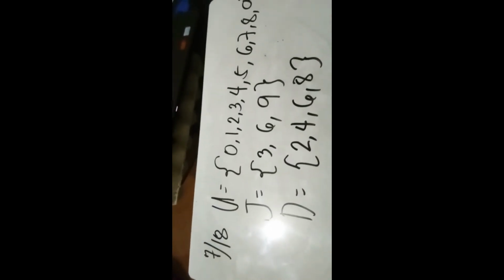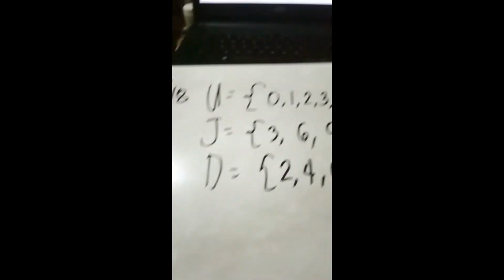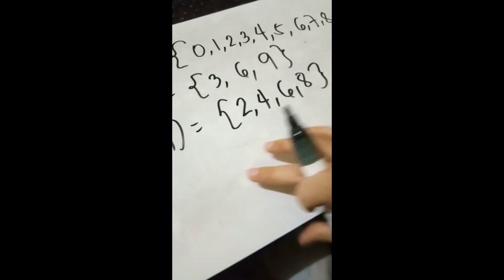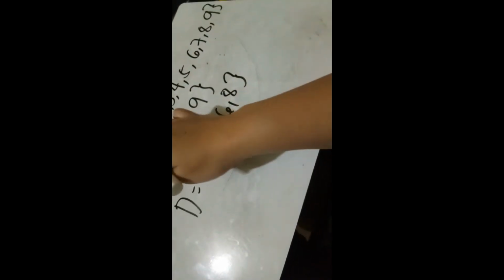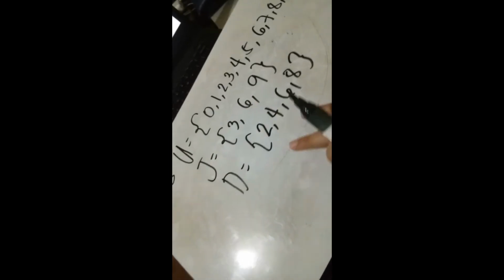Alright, how are you going to draw the Venn diagram of these particular sets? All you have to do is to identify how many subsets there are. So in here, how many? We have 2, J and then D.